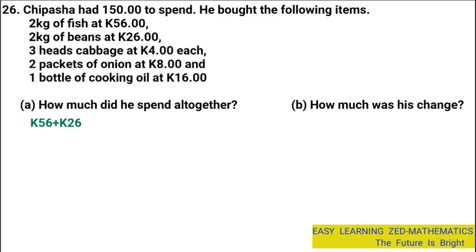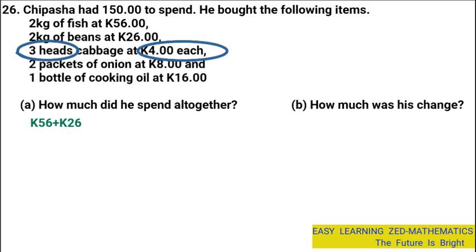Now here, students, you have to pay attention. Here is where a lot of students make mistakes. You need to take note of the price, which is 4 kwacha, and you notice that 4 kwacha is attached to the word each. Okay, and you also notice that he bought 3 heads. So meaning 1 head of cabbage was sold at 4 kwacha.